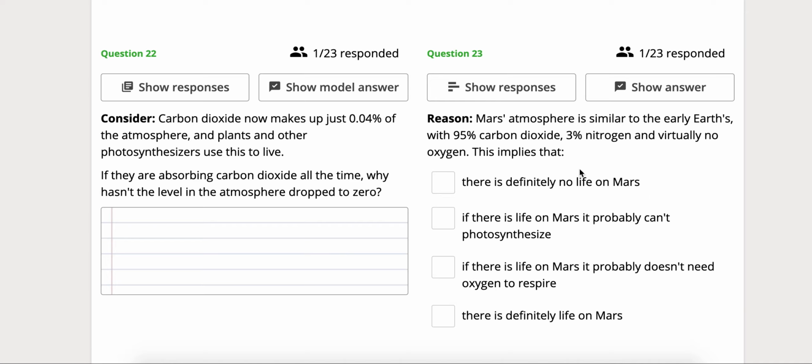So we've got two extremes. The first one, definitely no life, and the bottom one, definitely life. So think back to the question. Look at which of your answers are a bit ridiculous, so you can rule them out, and you might be left with a few options that could work in terms of what is being implied about Mars. So remember, with all of these multiple choice questions, there can be more than one answer.